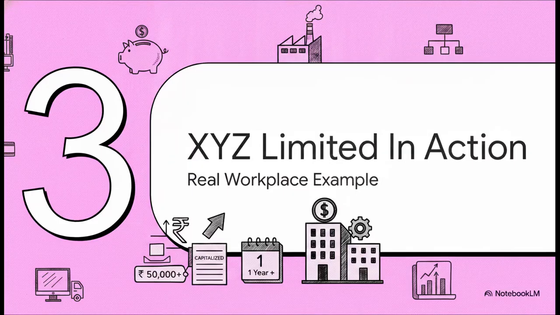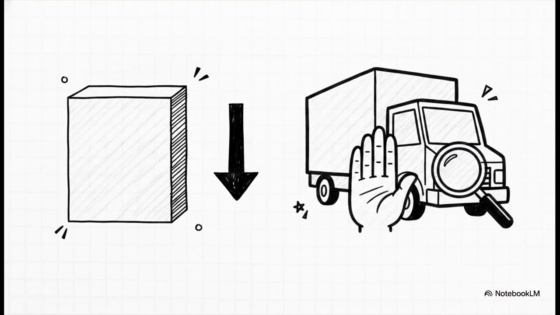Let's look at Section 3, XYZ Limited in action. So, let's see this rulebook in action in a real workplace. Imagine an employee, let's call her Ria. She buys some printer paper for 1,000 rupees. The system instantly marks it as an expense, which reduces today's profit, just like that cup of coffee. But on that exact same day, she also buys a brand new delivery truck for 20 lakh rupees.